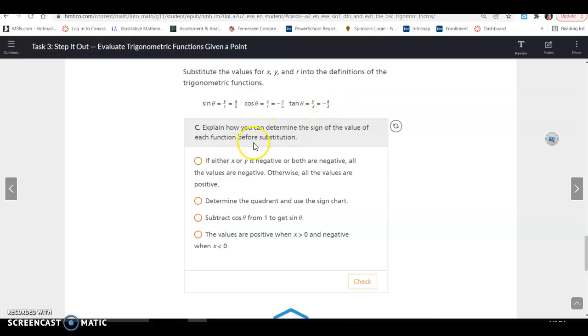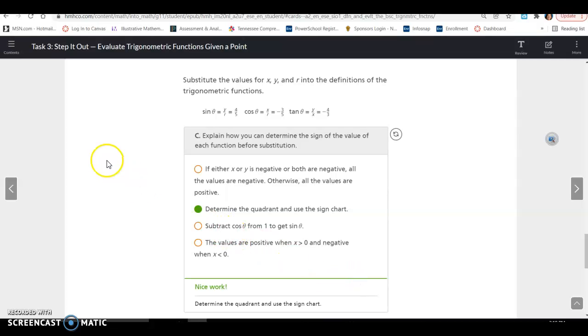All right, explain how you can determine the sign of the value for each function before substitution. If x and y are negative, or both are negative, determine the quadrant and use the sign chart. Okay, that's what we want to do. So you want to figure out which quadrant it's in and then determine the sign from the sign chart. All right, and that is the only one that makes sense, so we're going to go with that one.